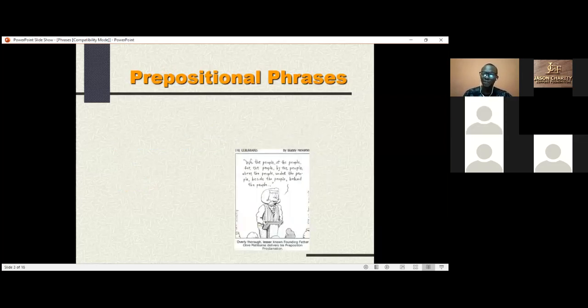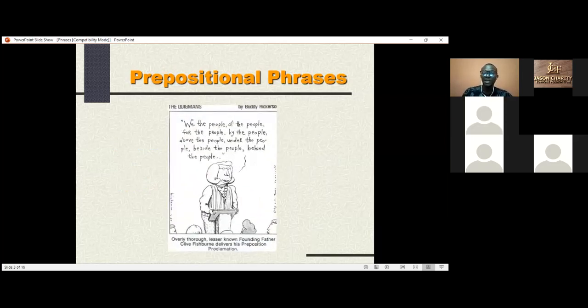Now let's look at the prepositional phrase in detail. Can you read out this expression? We the people, of the people, for the people, by the people, above the people, under the people, beside the people, behind the people.